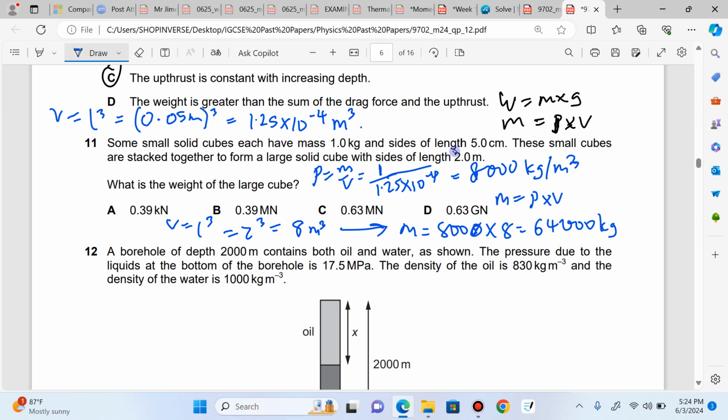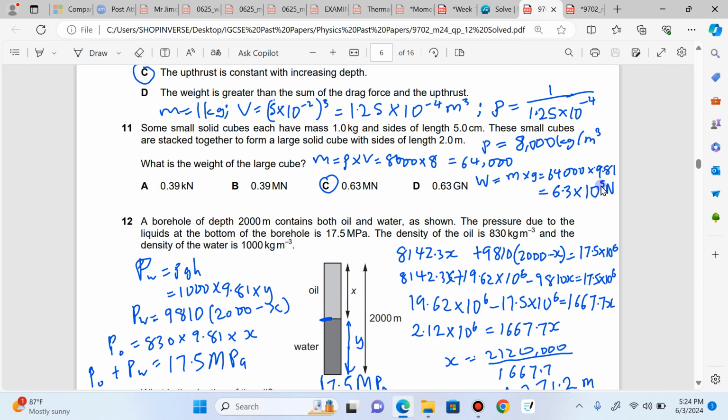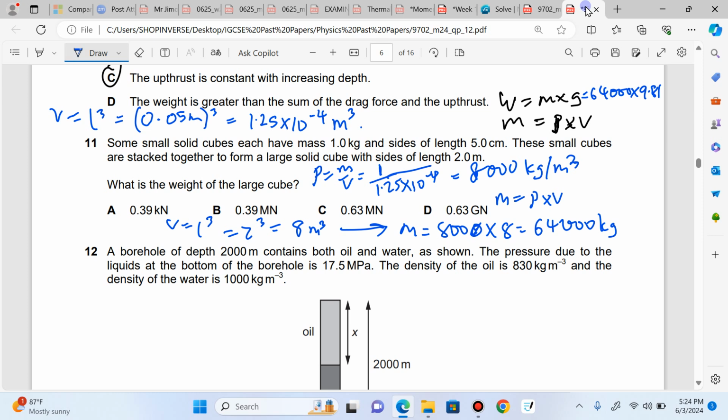Now I can get the weight. Weight is mass multiplied by g, mg. The mass is 64,000, multiplied by g, which is 9.81. Use your calculator to evaluate 64,000 multiplied by 9.81. You should get 6.3 times 10 to the power 5 Newton.